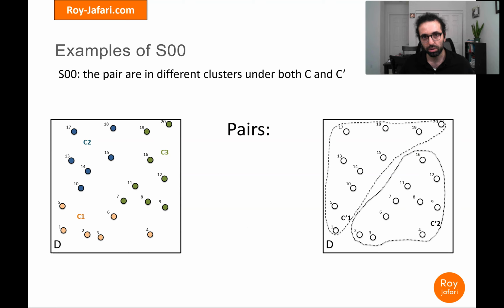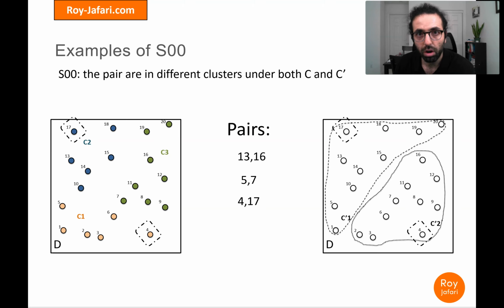How about S00? This situation is the one where the pair are not under the same cluster under C and under C prime. So let's look at a few examples. Here 5 and 7, they are under different clusters under both clusterings. Another example, 13 and 16, we can see they're under different clusters on both. And we've got 4 and 17, again under different clusters on both.